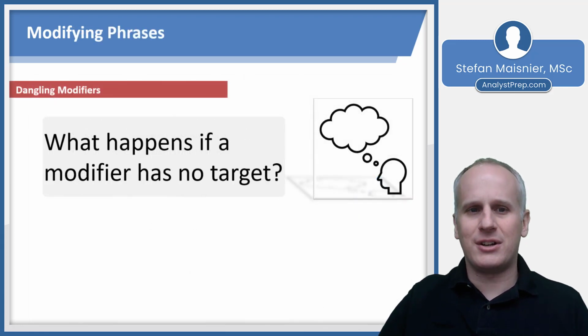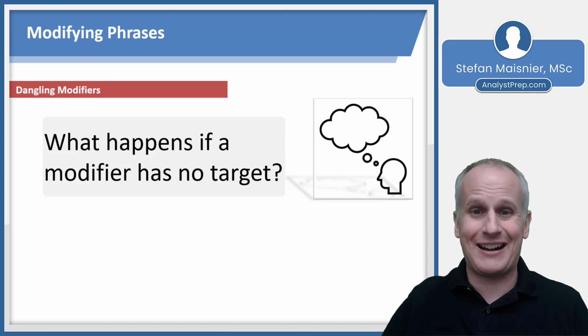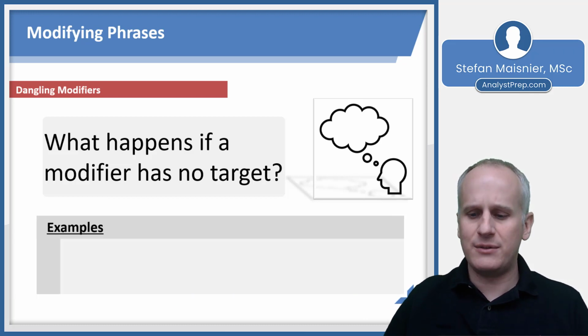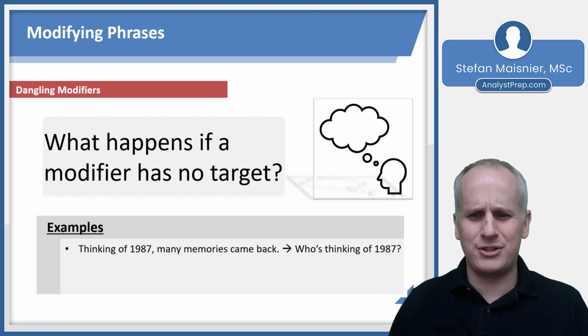So let's just talk about some different modifying phrases and some different ways that modifiers can be incorrect. So starting with what are known as dangling modifiers. So what happens if a modifier has no target in the sentence? So let's take a look at an example. So if we had a sentence that said, thinking of 1987, many memories came back. Well, the natural question is, who's thinking of 1987? We don't have a subject that is performing that action, or that descriptor can apply to, because you can't have the memories thinking of 1987.